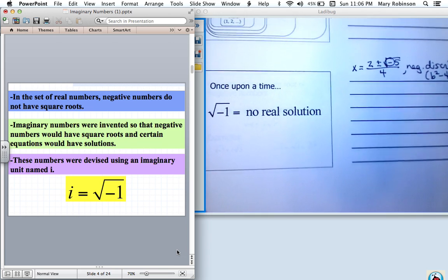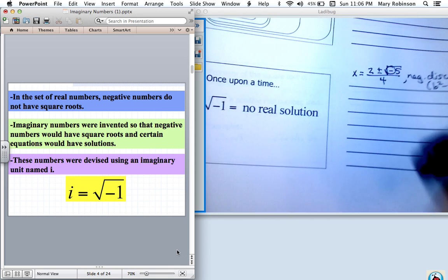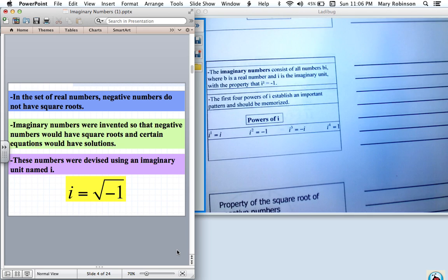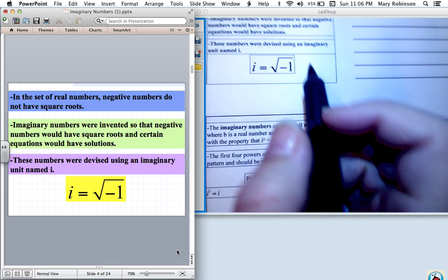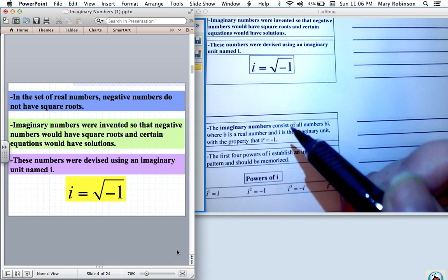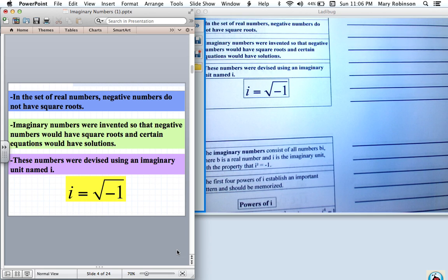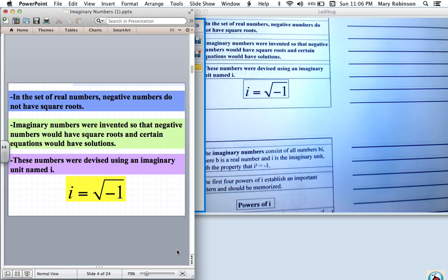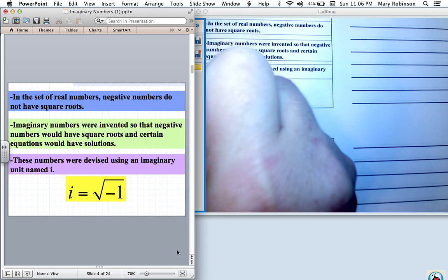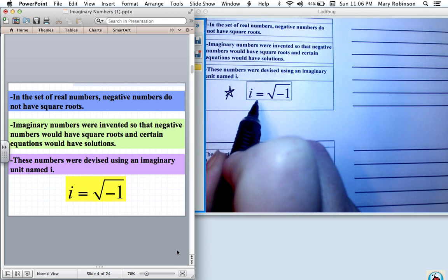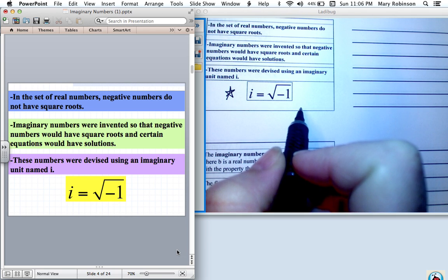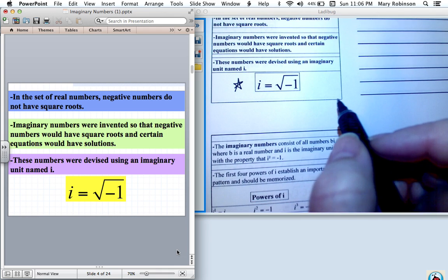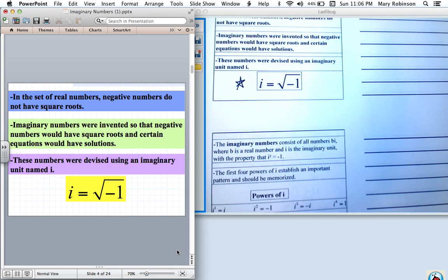So this next slide says that in the set of real numbers, negative numbers do not have square roots. So that's in the real number system. We don't have negative radicands. Remember, radicands, the number under the radical. Imaginary numbers were invented so that negative numbers would have square roots and certain equations would have solutions. These numbers were devised using the imaginary unit i. So this is definitely something that you need to remember, that i is actually the value of the square root of -1. So whereas before we would say, oh, that can't be simplified, there's no real solution to that, we actually can now simplify this as i.